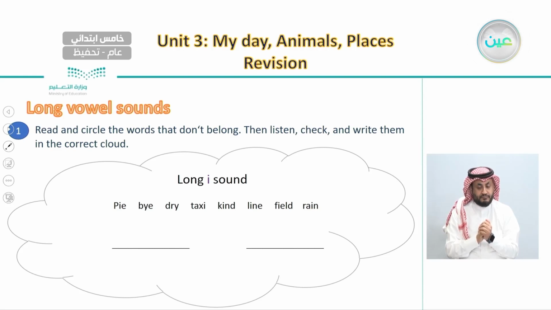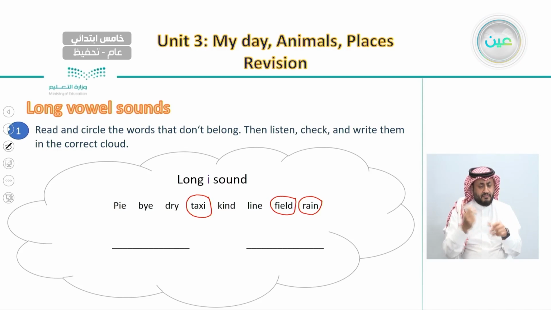So here we have buy, pie, buy, dry, taxi. Taxi here does not belong to this sound, so we circle taxi. Next we have kind, line, and field. Field here does not belong to it. And also we have rain. Rain also does not belong to this cloud.